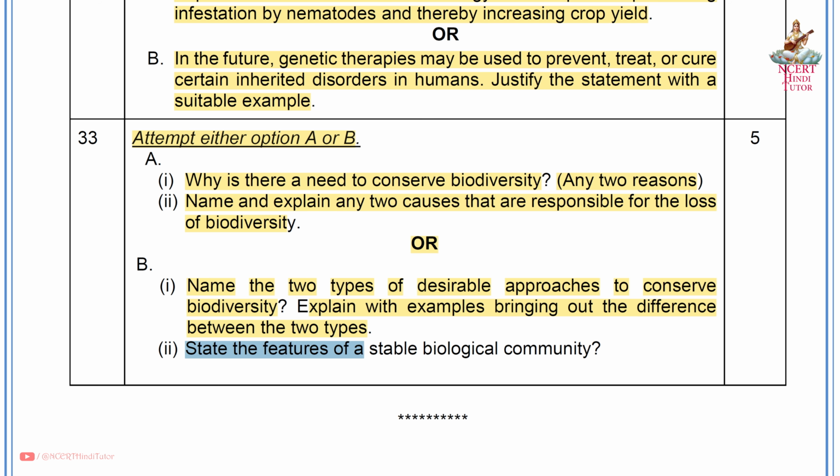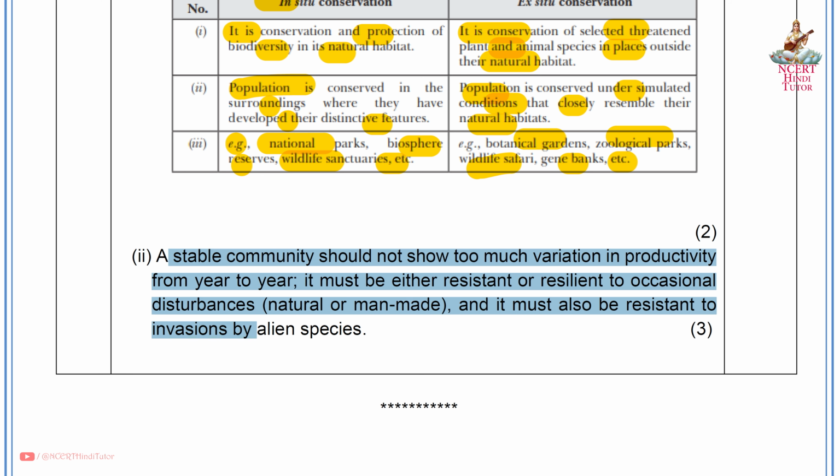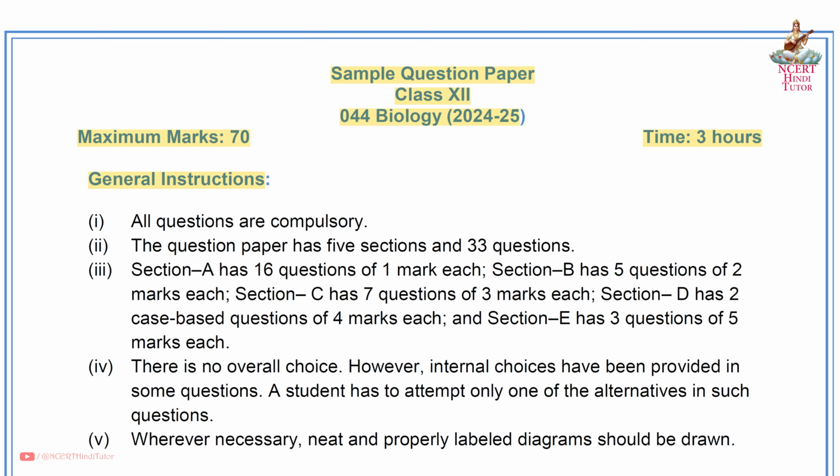Second, state the features of a stable biological community. Answer: a stable community should not show too much variation in productivity from year to year. It must be either resistant or resilient to occasional disturbances, natural or man-made, and it must also be resistant to invasions by alien species. Friends, our sample question paper for class 12 biology is complete.